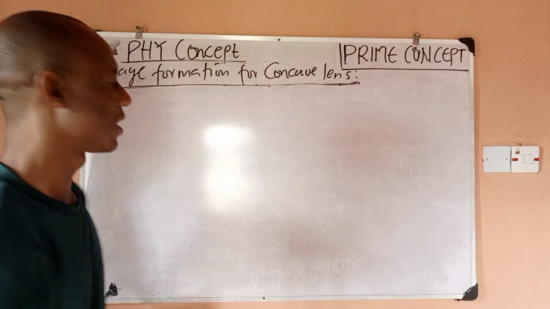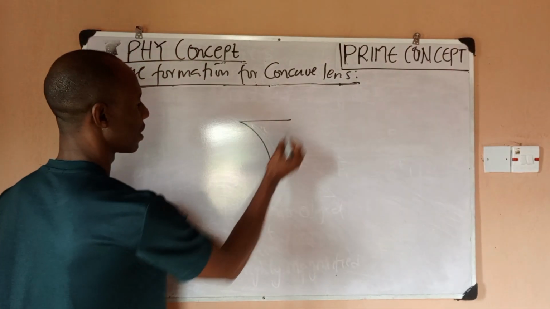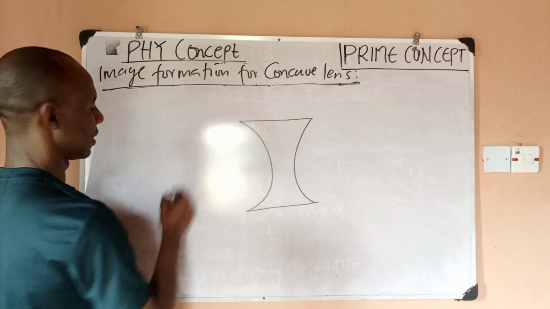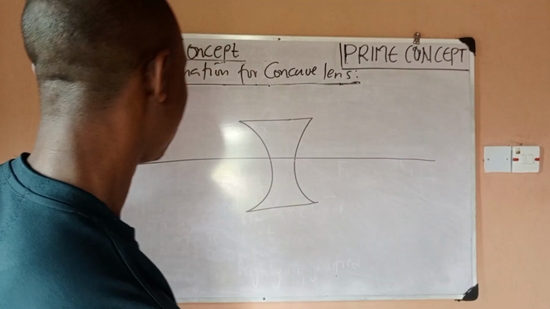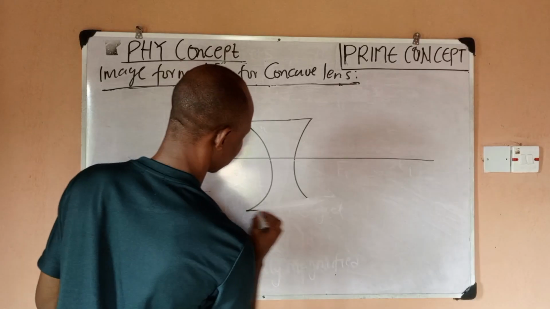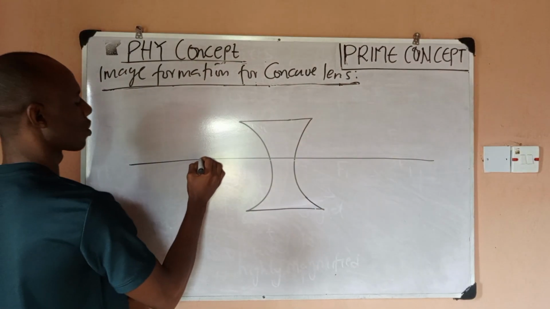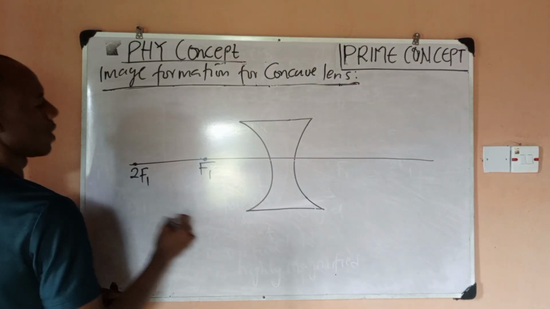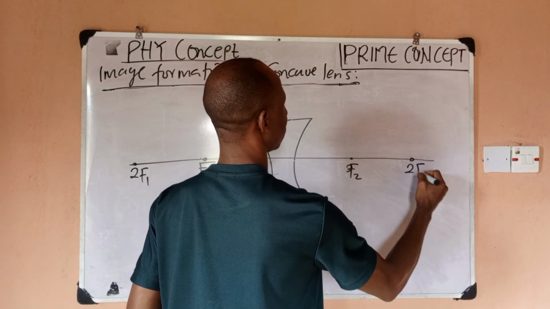So let's consider when our object is placed somewhere. This is our concave lens. Remember, this is our concave lens. I'm drawing it very large so that you can see, and every point will be really obvious to you. So say this is what I have, and I'm going to call this point F1, call this point 2F1, call this point F2, call this point 2F2.